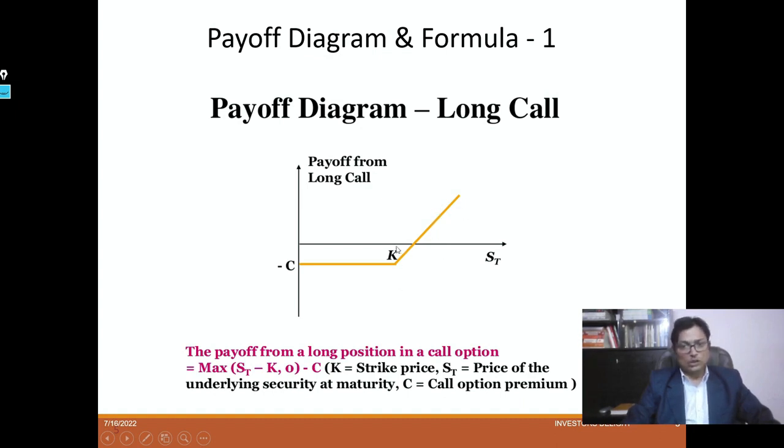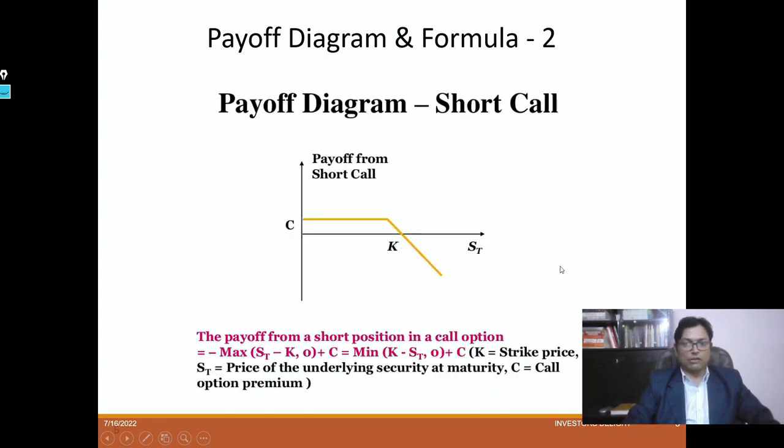As stock price ST increases beyond K, the payoff starts increasing. Prior to that, it is equal to minus c, but it starts increasing once ST exceeds K, the strike price. So this is the payoff diagram of a long call.